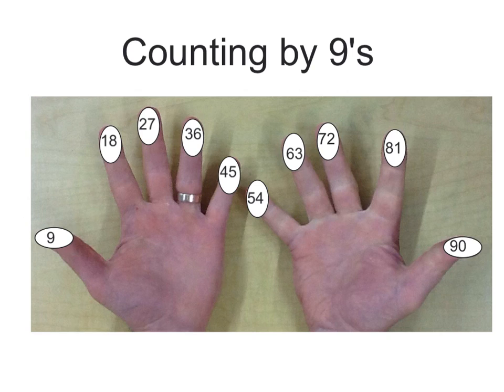Counting by nines. Here we go. 9, 18, 27, 36, 45, 54, 63, 72, 81, 90.